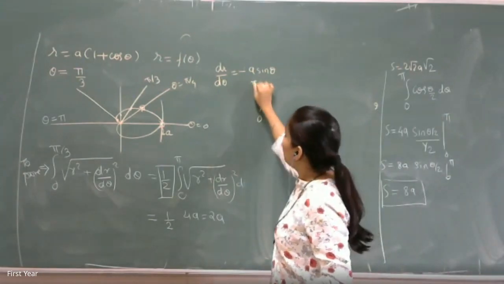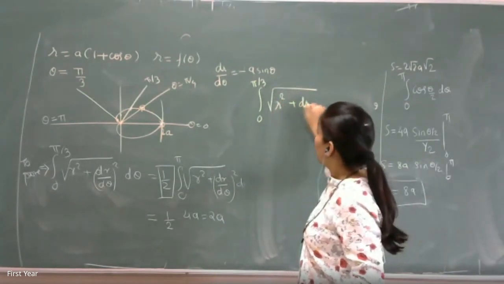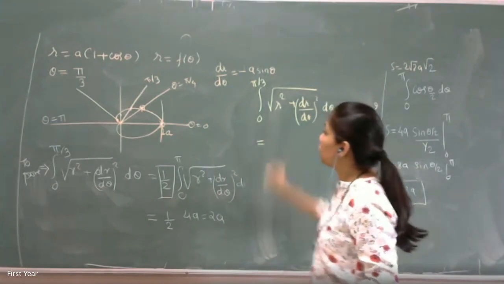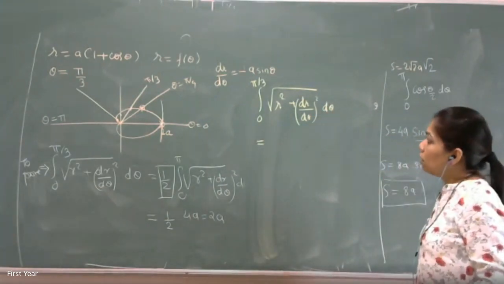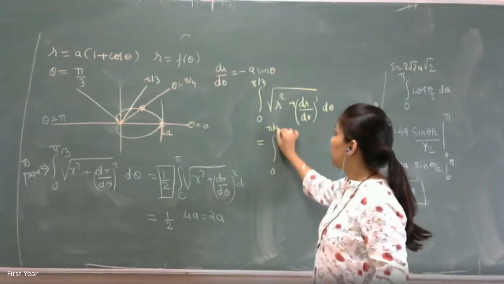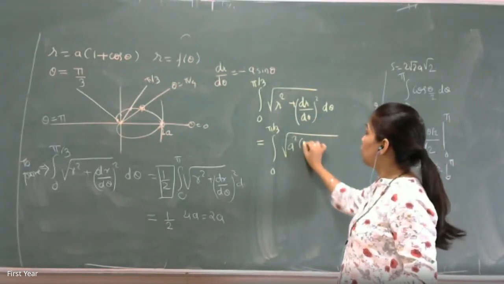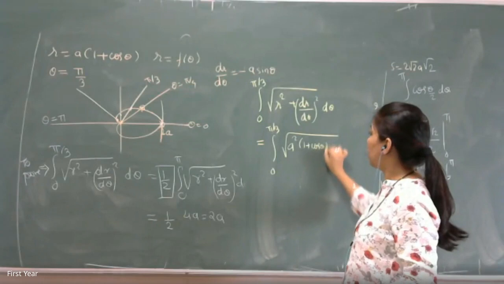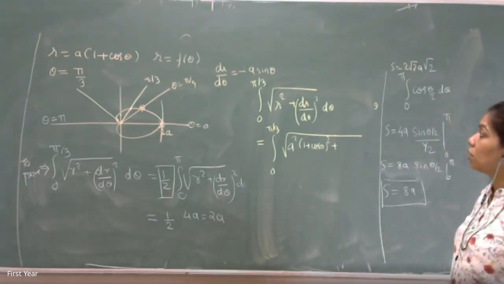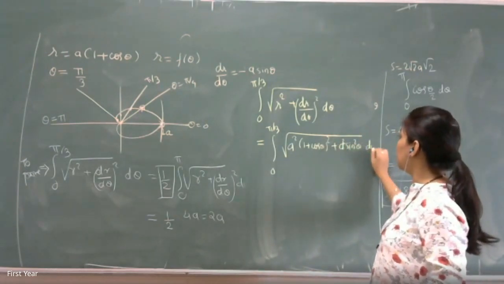The integral from 0 to pi by 3 of the square root of r square plus (dr by d theta) the whole square d theta, this value you have to prove is 2a. We have already done this calculation from 0 to pi by 3. r square is a square into (1 plus cos theta) the whole square, plus (dr by d theta) the whole square, which is a square sin square theta, and then d theta.